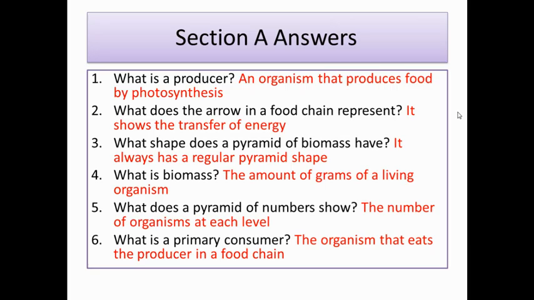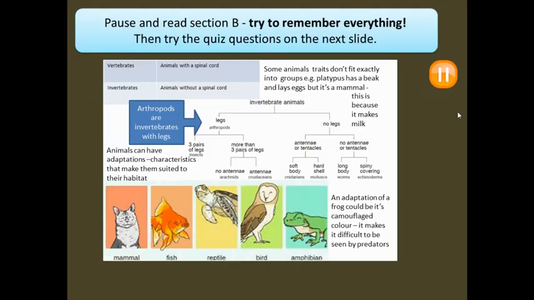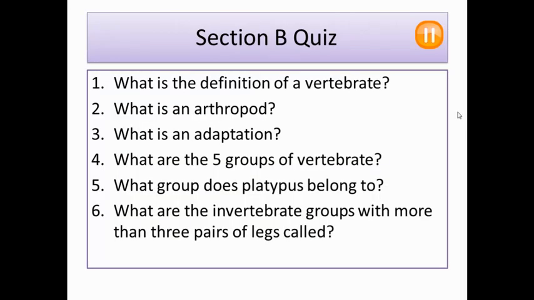Okay. So section B, again, that pause symbol. Pause this for as long as you like. Try and take in all of that information. Okay, so pause it now. Okay, and then the questions for section B. Again, pause this, read through, take your time.